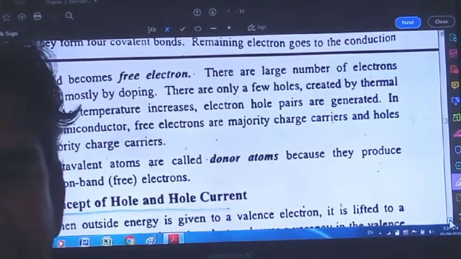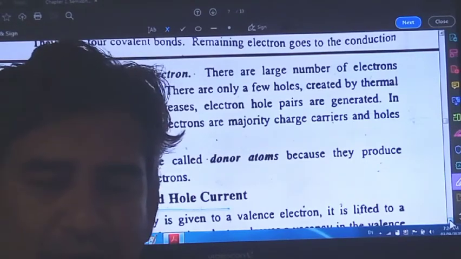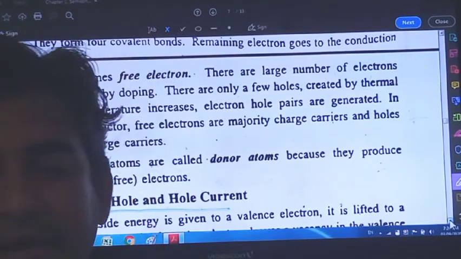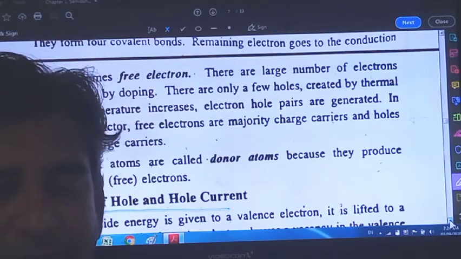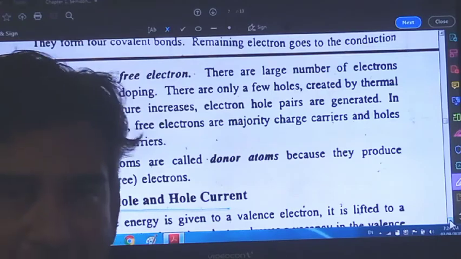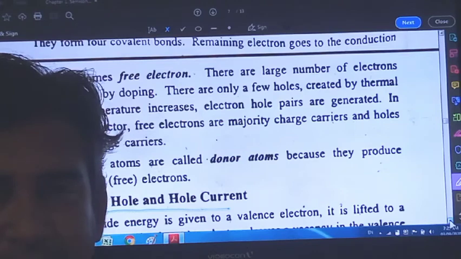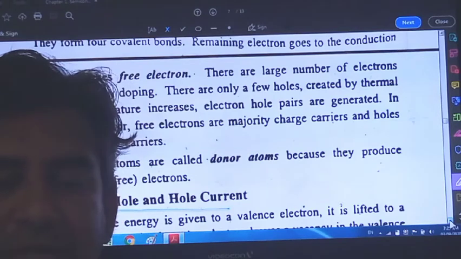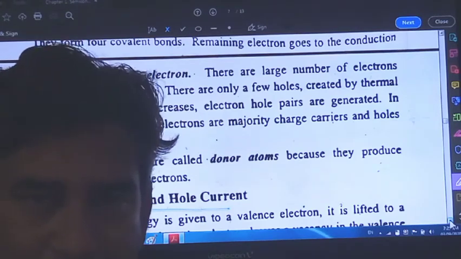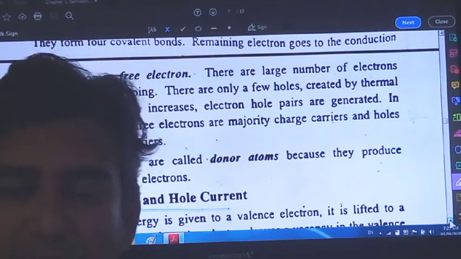As the temperature increases, the electron hole pairs are generated. In the n-type semiconductor, the free electrons are the majority charge carriers and the holes are the minority charge carriers. The pentavalent atoms are called donor atoms. That was the acceptor, but here it is a donor because it donates, because they produce conduction band free electrons. They get donated, and that's why it is the donor atom.